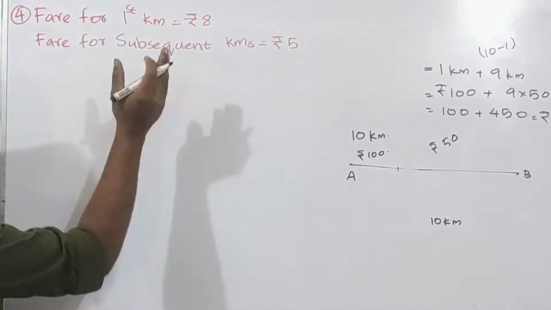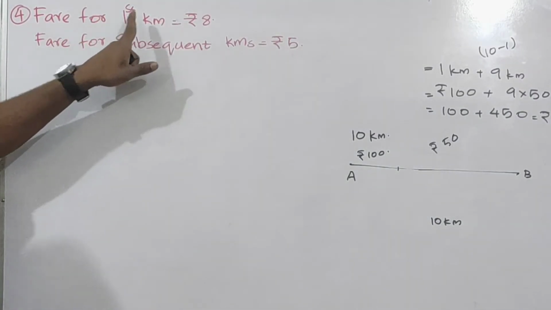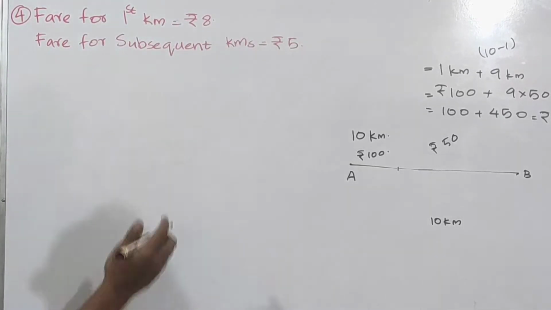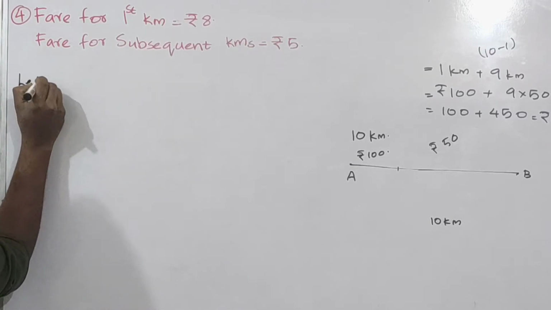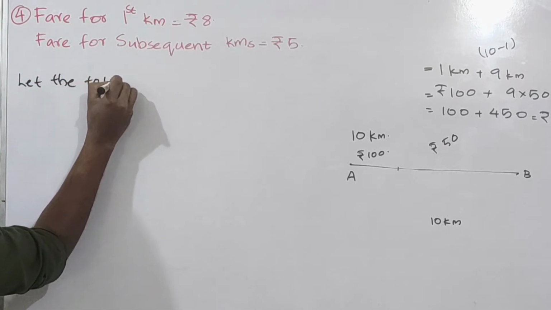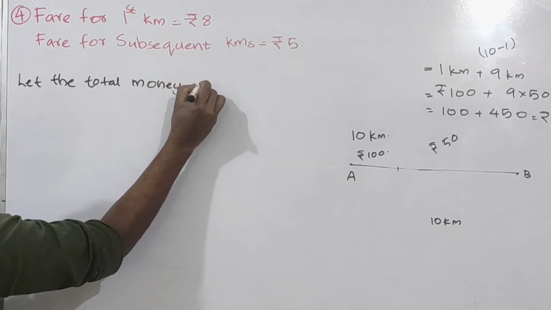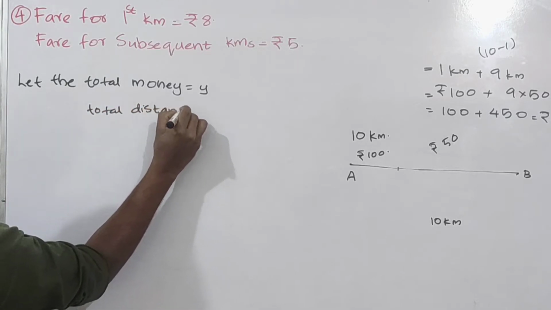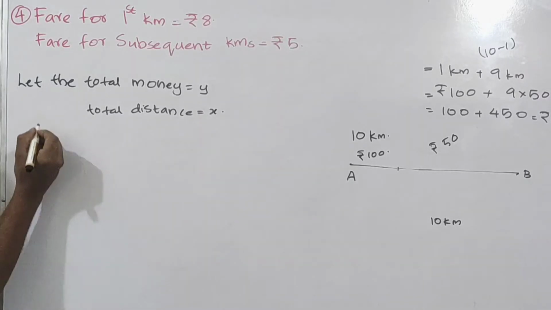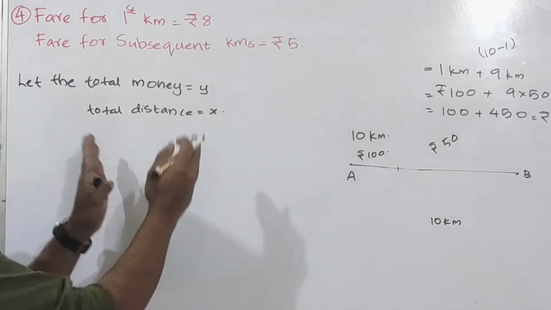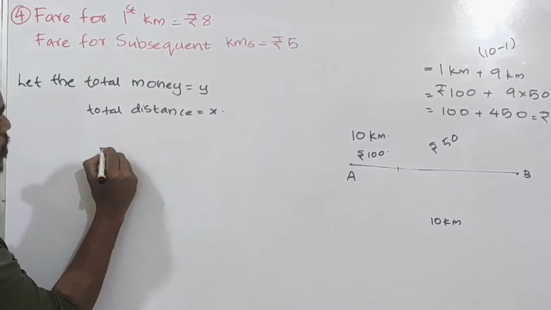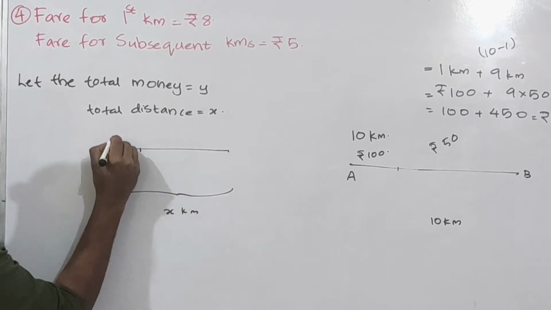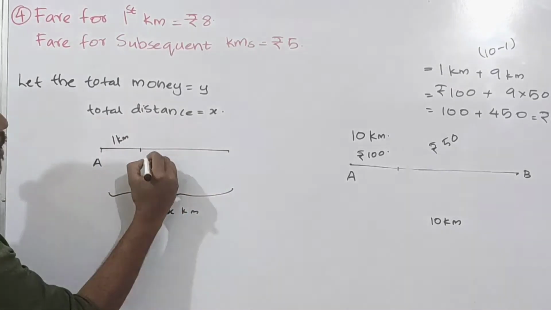Now keep this idea with you and come to this question. What is the fare for the first kilometer? It is rupees 8, and for subsequent kilometers it is 5. So we can get the total money. We will write, let the total money be equal to y and total distance equal to x. Let's split the total distance into two parts. Suppose this was the starting point and the total distance is x kilometers, and the first kilometer, as I told you, is a special thing. Then this is the first kilometer.